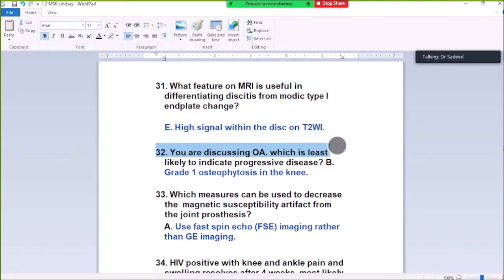32. You are discussing osteoarthritis. Which is least likely to indicate progressive disease? Grade 1 osteophytosis in the knee joint. In osteoarthritis, grade 1 osteophytosis in the knee joint is least likely to indicate progressive disease.